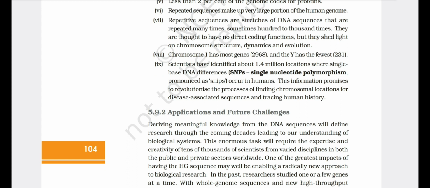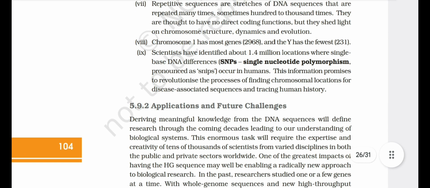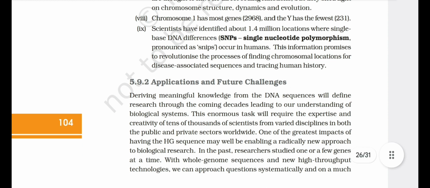Chromosome 1 has the most genes, that is 2968 genes, and the Y chromosome, which males generally have, has the fewest, that is 231 genes. Scientists have identified about 1.4 million locations where single base DNA differences, or single nucleotide polymorphisms, occur in humans. This information promises to revolutionize the process of finding chromosomal locations for disease-associated sequences and tracing human history.